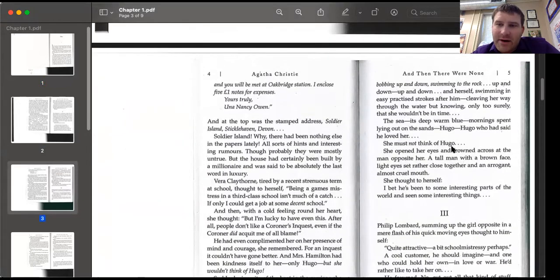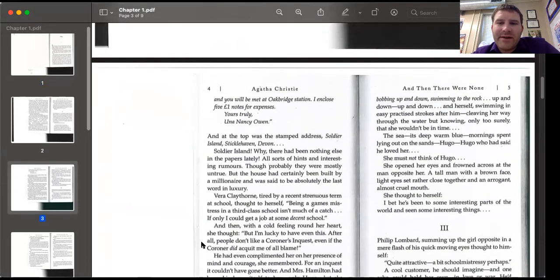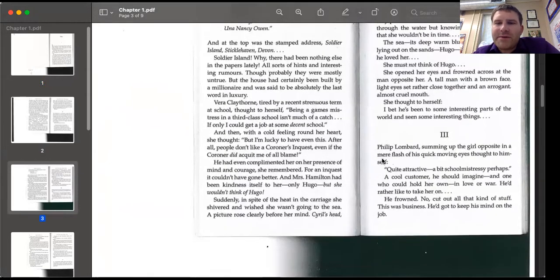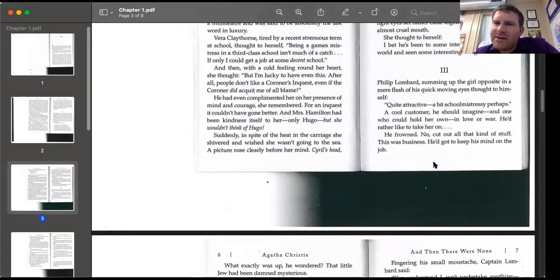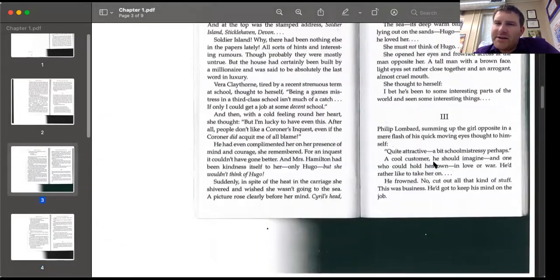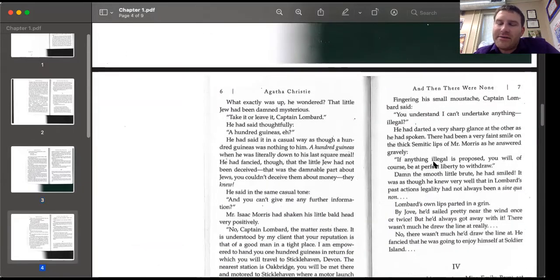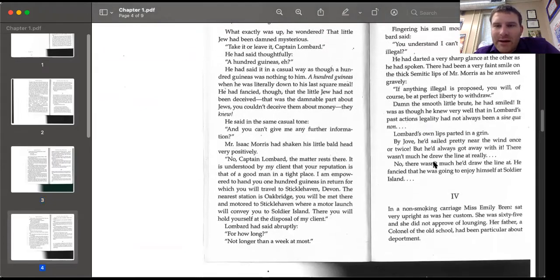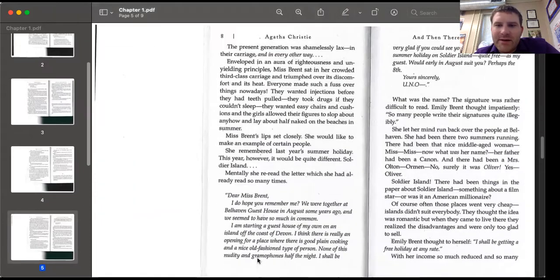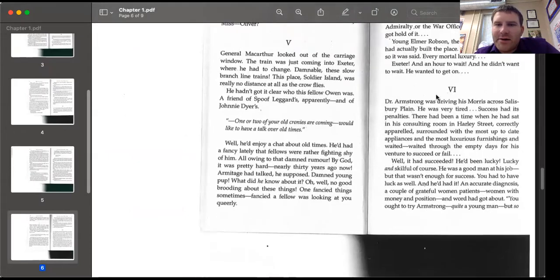Now, for the prompt tomorrow, I'll explain it a little bit more in depth once we get there. But pages 4 and 5 here with Vera's part could be something you could use for that prompt tomorrow. Next person we meet is Philip Lombard. His is a big tonal shift from what we've seen so far. His reason for going to the island is dramatically different compared to Vera and Justice Wargrave's. All right. And then we meet Miss Emily Brent. She's the next person that we are introduced to. Then we meet General MacArthur. Then we meet Dr. Armstrong.